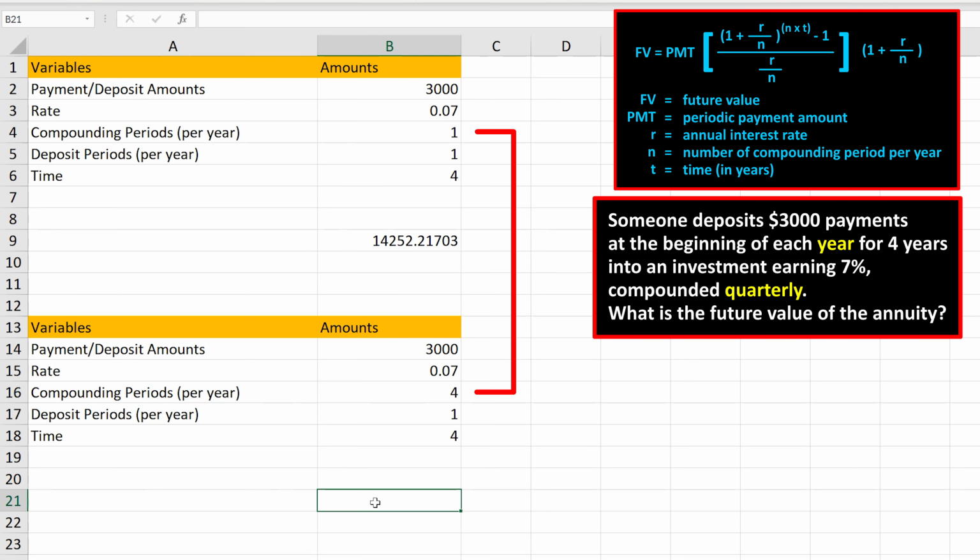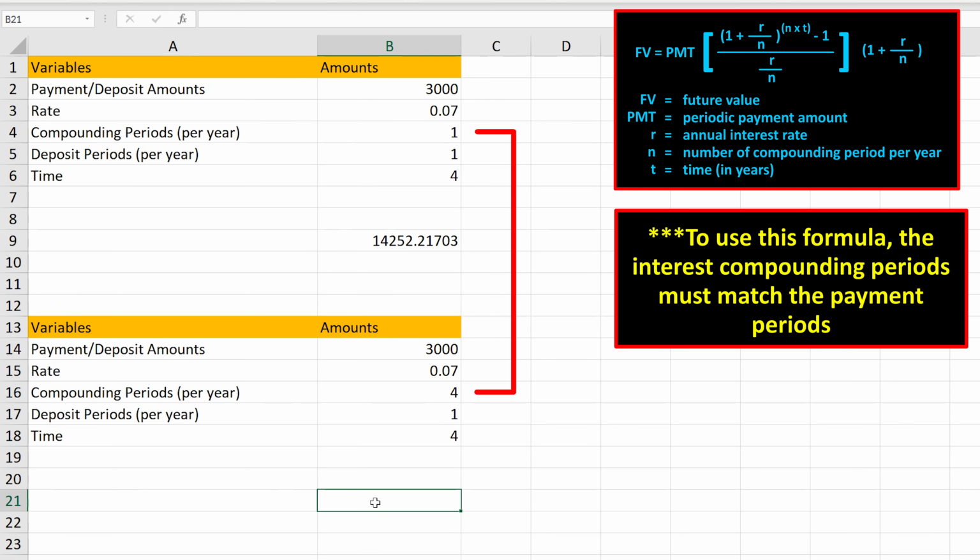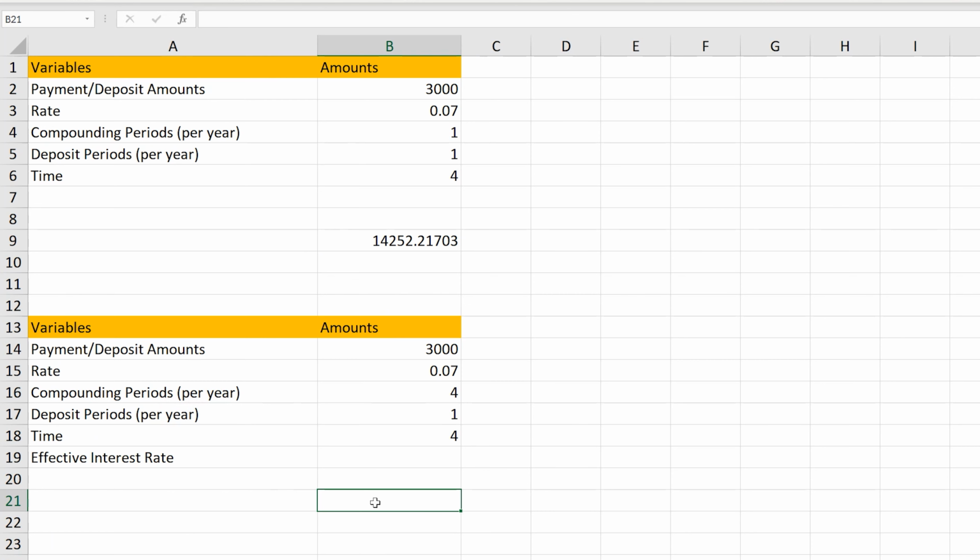So I'm going to list the variables with the amounts with that one change. As I stated earlier, to use the formula, the interest compounding periods must match the payment or deposit periods. To solve this problem, we need to convert the interest rate to the effective interest rate. So I'm going to add that variable to the list.